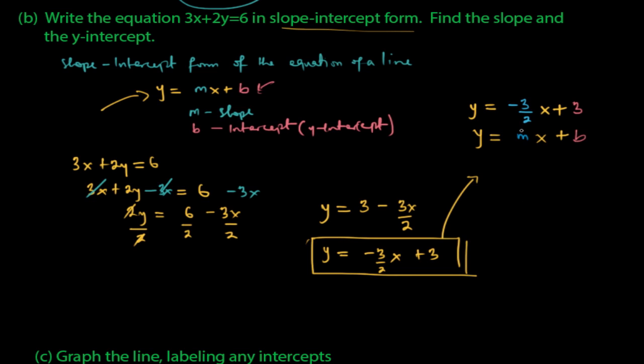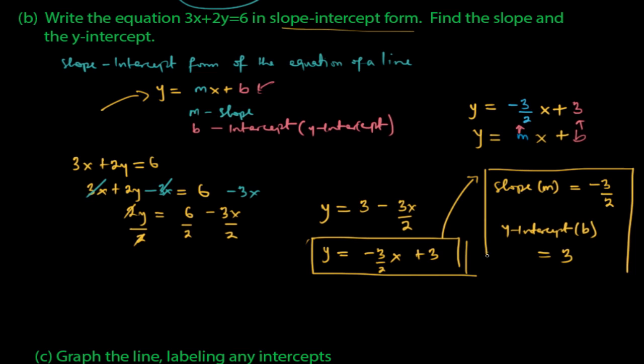Now when you compare the two of them together, you observe that this is our m, while this is our b. In other words, the slope of the line, which is given by m, equals negative 3 over 2, and the y-intercept, which is given by b, equals 3. That completes the second part of the question.